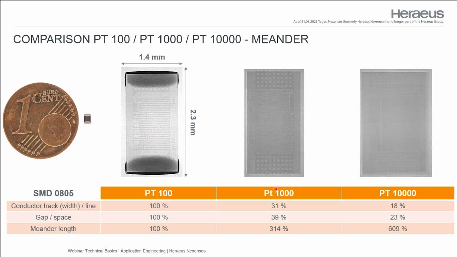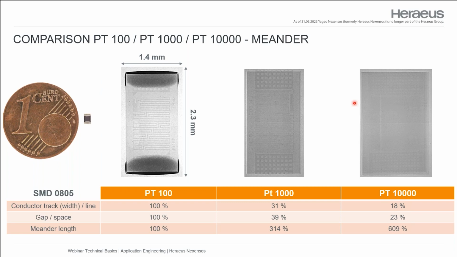And here you see again the PT100. You see the meandering of the PT1000, which is only a third of the dimension, more or less. That means we describe it as a line and gap description. If you compare the lines here to the PT100, we have only a third of the thickness. And if we now look at the PT10,000, you see that the lines are much finer. It's only 18% of the track line, and the space is also only more or less 25% of a PT100 type.